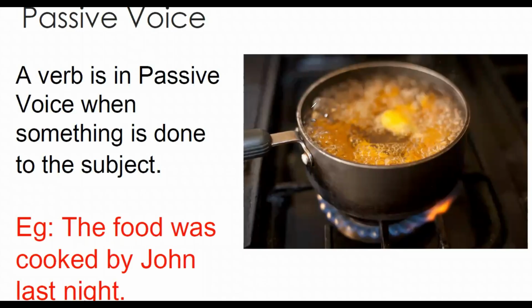A verb is in passive voice when something is done to the subject. The food was cooked by John last night. So, over here, the food is cooked by John. The subject receives the action and the subject is not doing anything over here. The emphasis is more on what is being done rather than who is doing it. So, therefore, a verb is in passive voice when something is done to the subject.